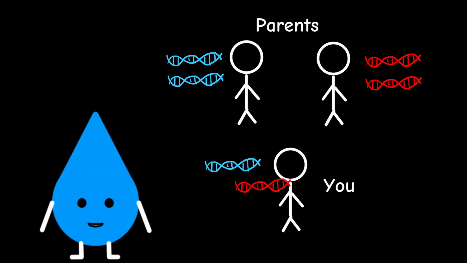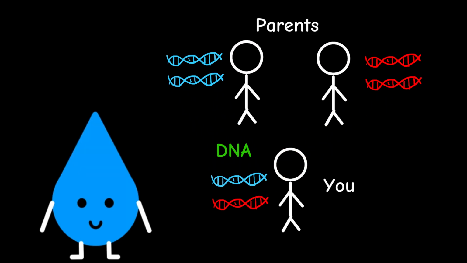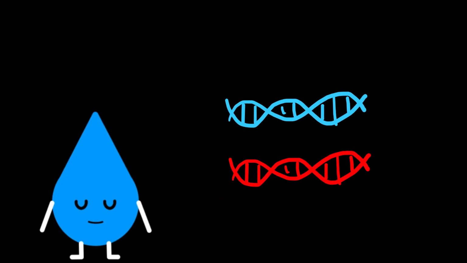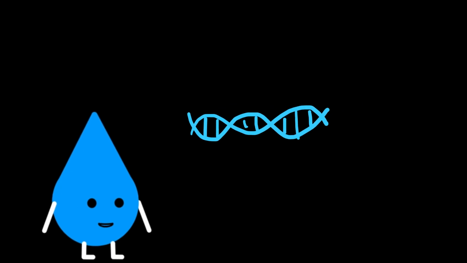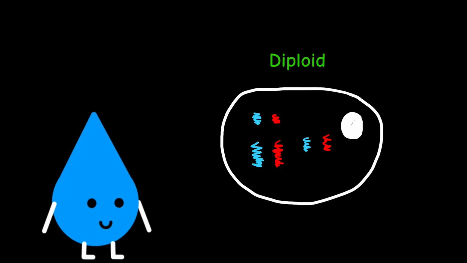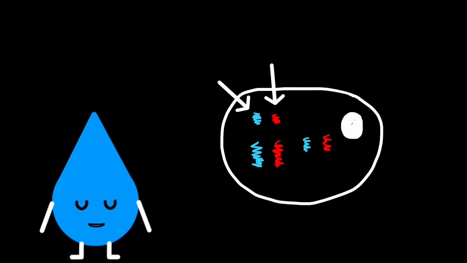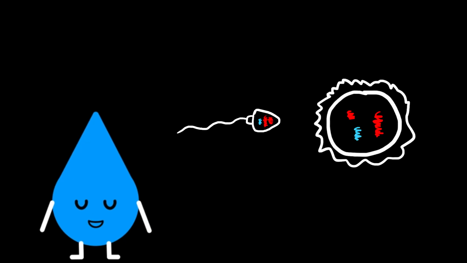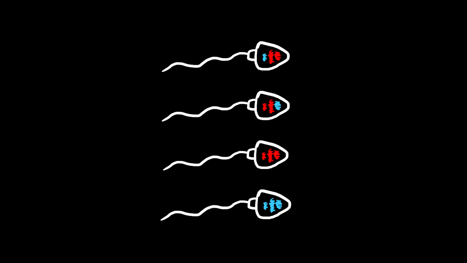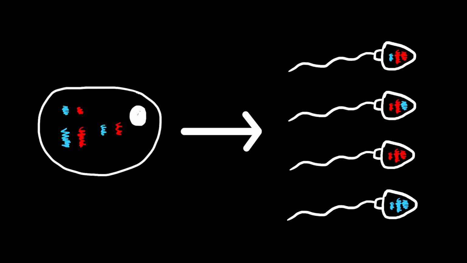All parents can pass down traits to us through DNA, the material that genes are made of. These are instructions that determine how our body works. Almost all our cells have the same DNA. The DNA is packaged into chromosomes. Most body cells are diploid, meaning they have 2 copies of each chromosome. However, the gametes or reproductive cells are haploid, meaning they only have 1 copy of each chromosome. Each gamete is genetically different because each gets a different combination of chromosomes.